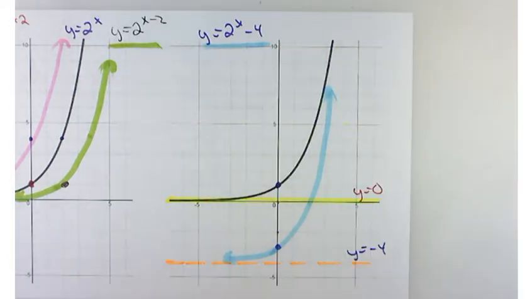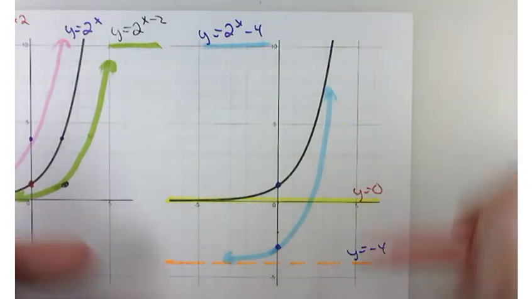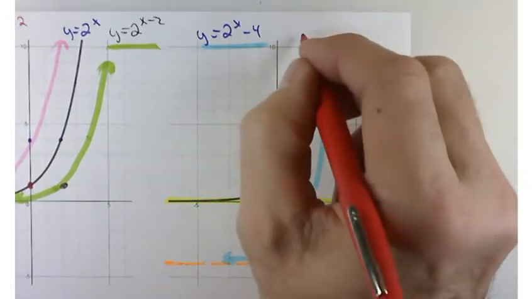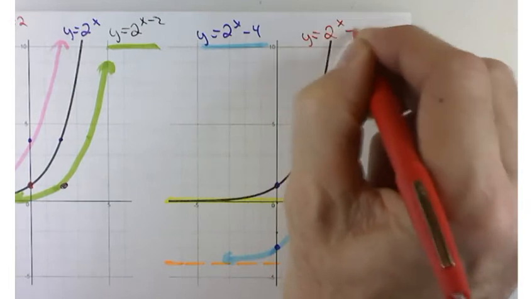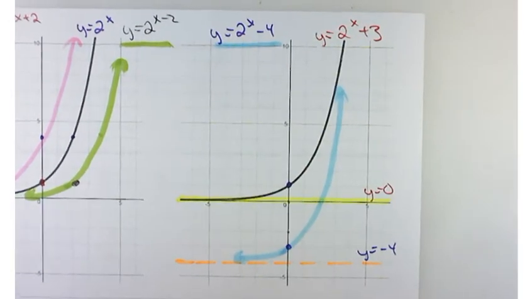Let me give you one to try. And when you do it, I also want you to include the horizontal asymptote. Let's do y equals 2 to the x plus 3. And again, that plus 3 is not in the exponent.